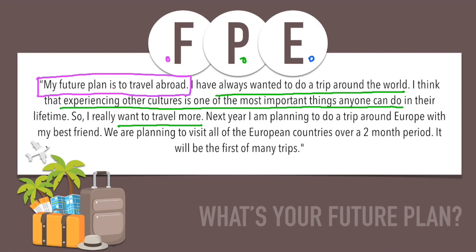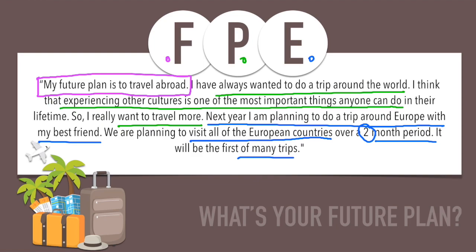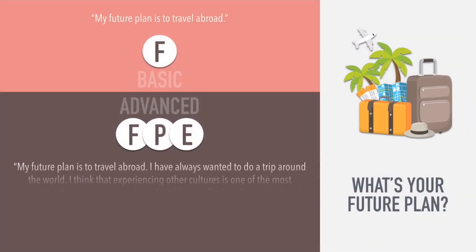So now I'm saying, next year I am planning to do a trip around Europe with my best friend. We are planning to visit all of the European countries over a 2-month period. It will be the first of many trips. So I'm giving a specific example because I want to go to Europe. So again, let's look at this in comparison to the basic English response.